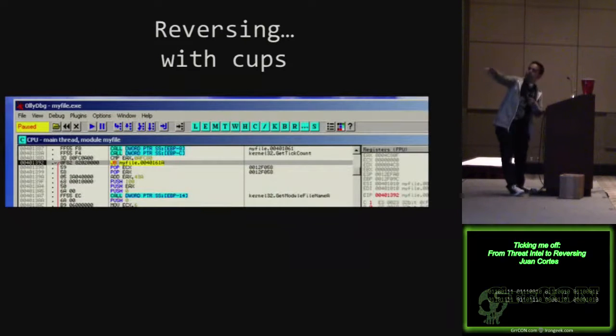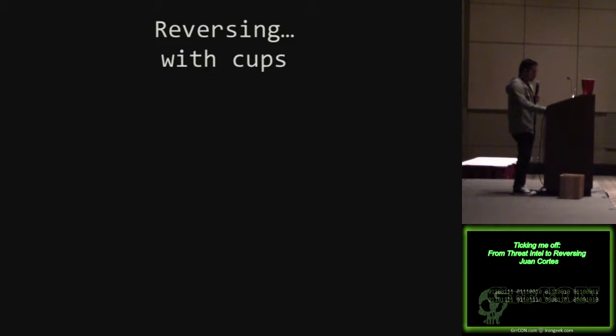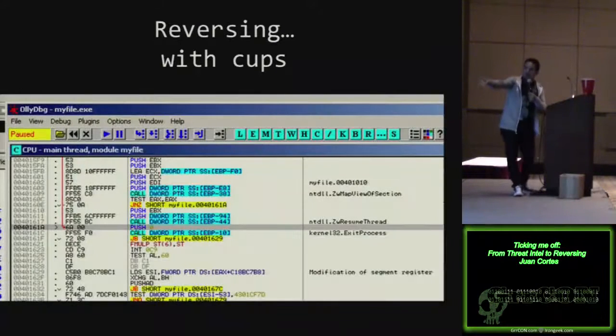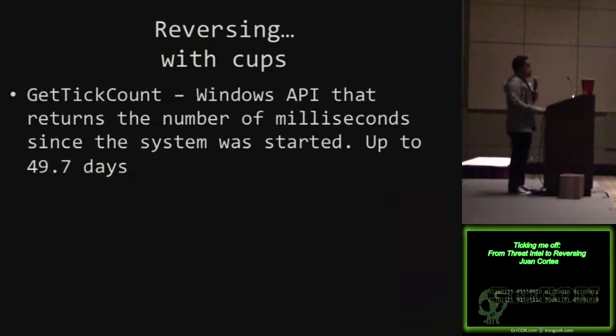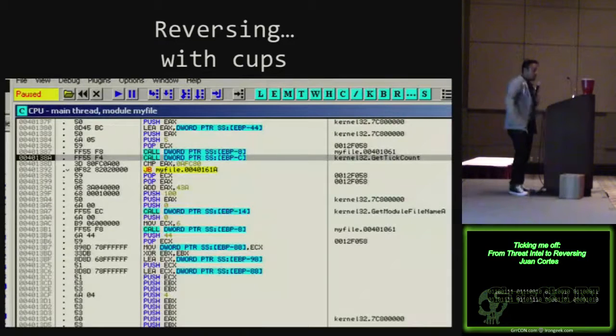So then we stepped over the GetTickCount. It compares it to some value that GetTickCount returns, and if it's below, it jumps down to ExitProcess, which is it just quits. It's done. And this is kind of where we figured out what it was doing, right? GetTickCount is a Windows API that returns the value in milliseconds since the system's been up, up to 49.7 days. So going back, you can see that GetTickCount gets called.